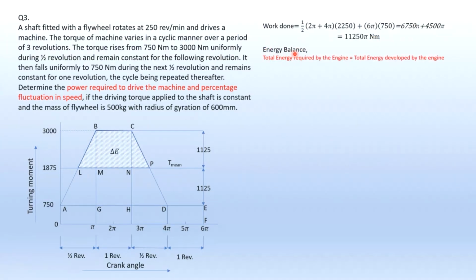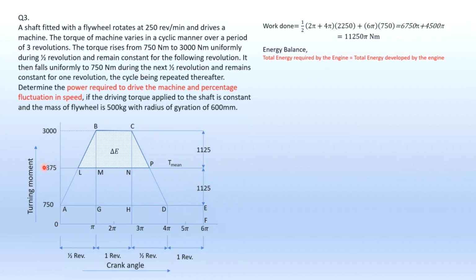Then based on energy balance, now, total energy required by the engine. Remember, total energy required by the engine usually is measured based on the area under the mean torque line. Initially you won't know where the mean torque line is, so you just assume somewhere in the middle of the trapezium. This is just an early assumption. This will be your T mean. So the total energy required by the engine will be the area below this whole thing here.